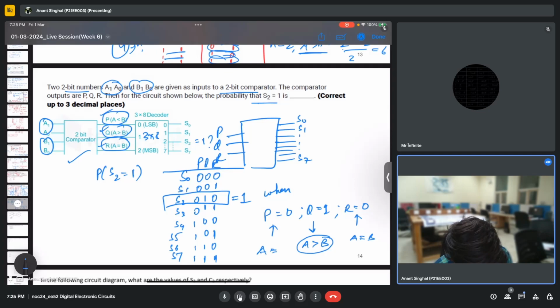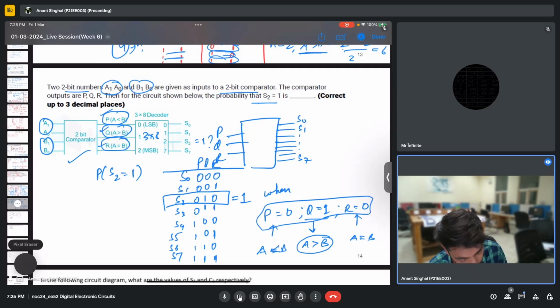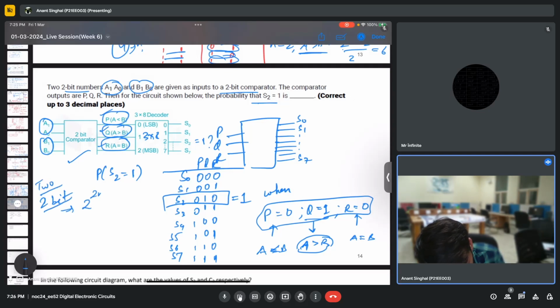So we need to calculate the probability of S2 being 1 by this combination now. That is when A is greater than B, right? We have just found out that for a 2-bit, there are two bits magnitude, so there are total 2 raised to 2n combinations, that are 16 combinations, out of which for A greater than B we have (2 raised to 2n minus 2 raised to n) by 2 combinations, that is 6.